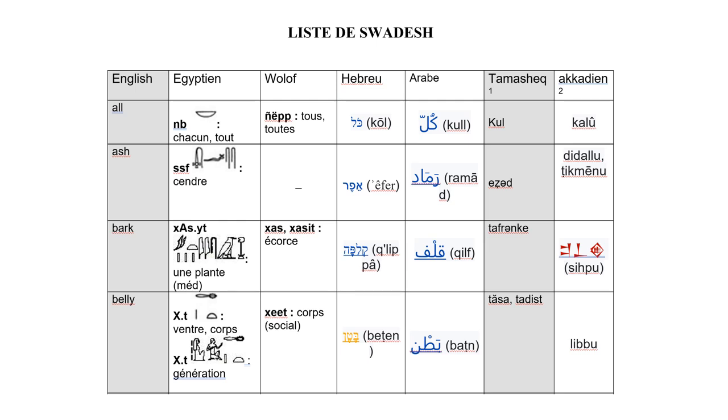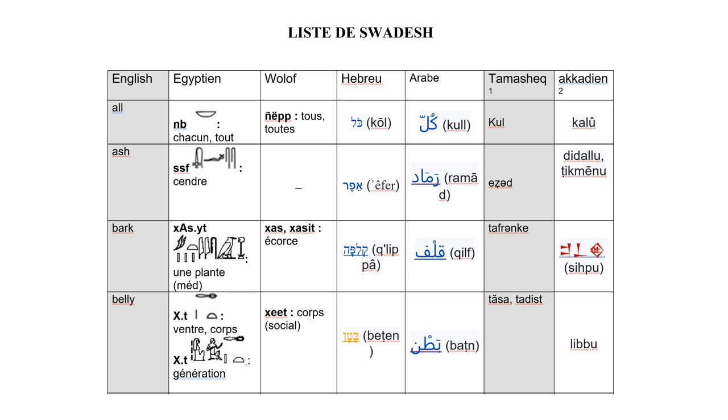In Egyptian, you have het, the belly, the body. You have also het, the generation in Egyptian, and you have het, the same word in Wolof, which means the body, but the social body, the generation. This is all the relatives from the sides of the father. This is what you say in Wolof, het. This is the same word because you find here in Egyptian the belly, but also the generation.